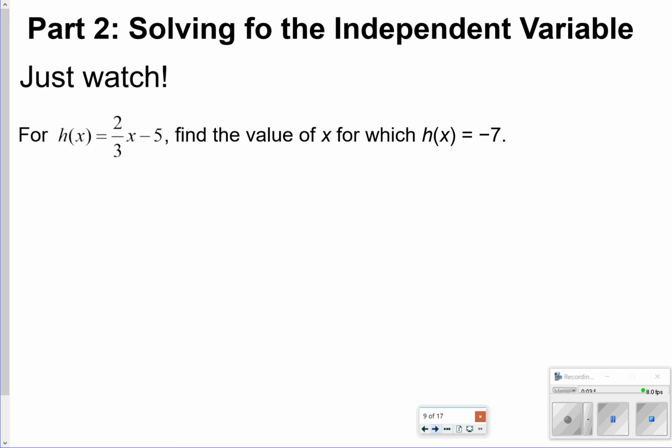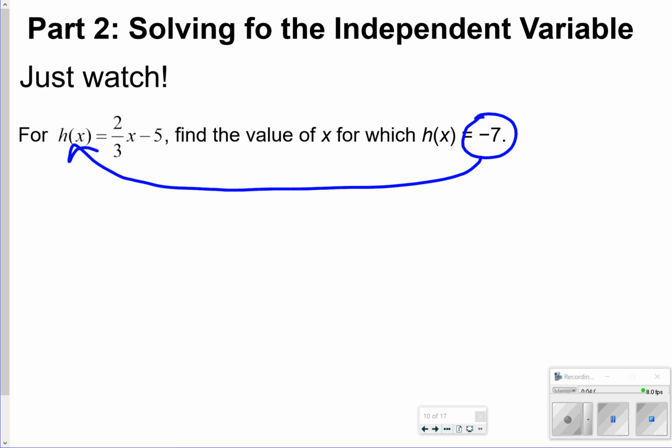Okay? The next part, part 2, is solving for the independent variable. These are pretty simple because what they're doing is they're asking you to replace a number with h of x, g of x, or f of x. So what I'm going to do is I'm going to replace this h of x with negative 7, so negative 7 equals 2/3 x minus 5. And then I'm going to solve for x. So I'm just going to get x by itself.